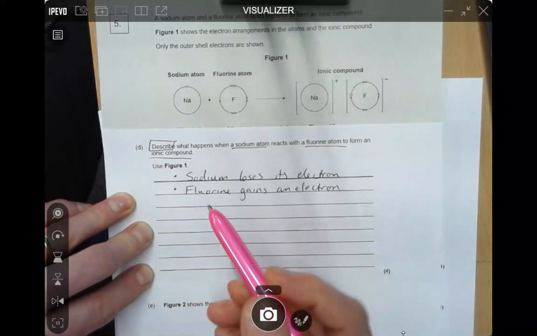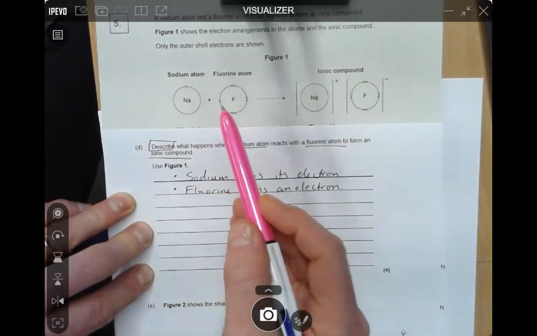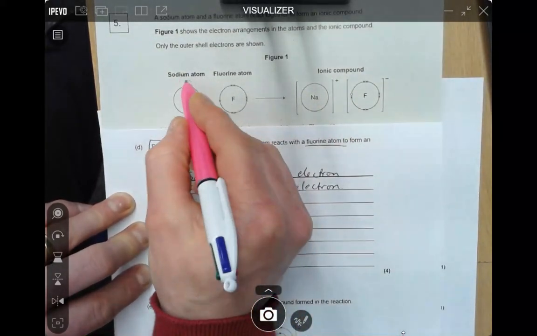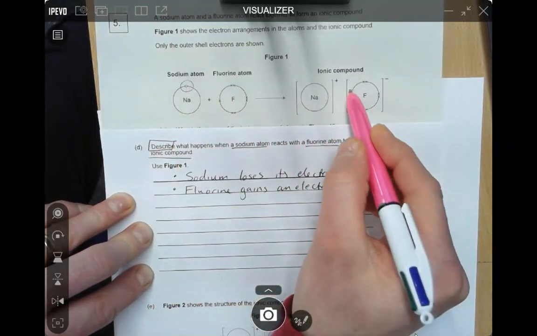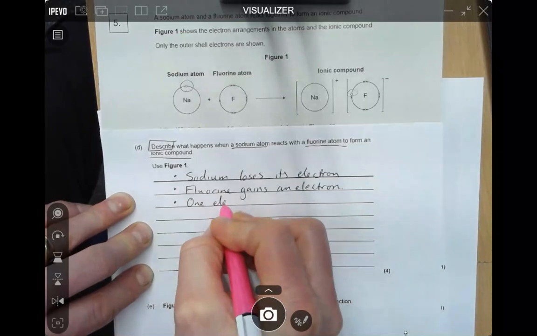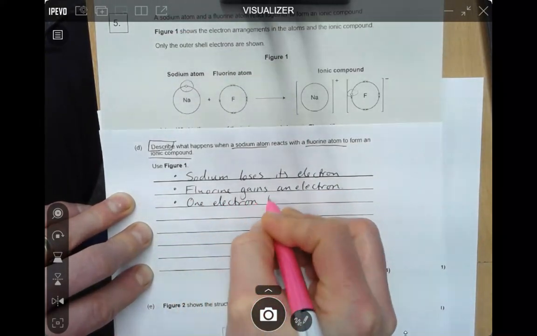Okay, the next step on this is we would want to see how many electrons have been transferred. And you should be able to see that there's 1 electron there, and that's been transferred there. So we say that 1 electron has been transferred.